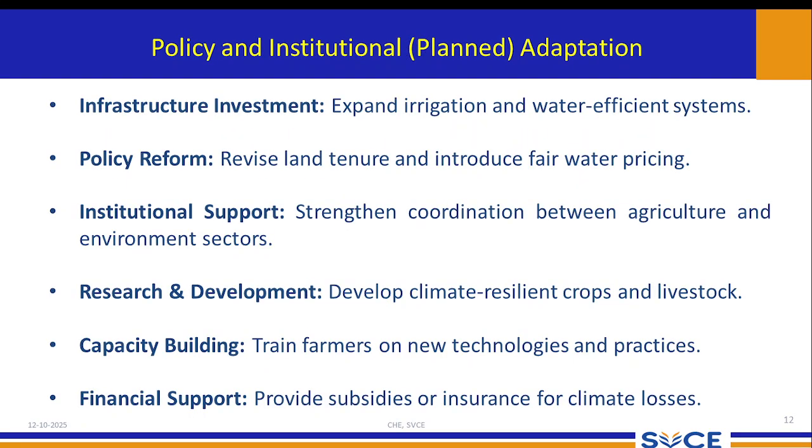Coming to the policy and institutional adaptation: infrastructure investment, policy reform, institutional support, research and development, capacity building, and financial support. Here, all the factors are very important. Research and development is also very important. Infrastructure investment: expand irrigation and water-efficient systems. Policy reform: revise land tenure and introduce fair water pricing. Institutional support: strengthen coordination between agriculture and environmental sectors. Research and development: develop climate resilient crops and livestock.